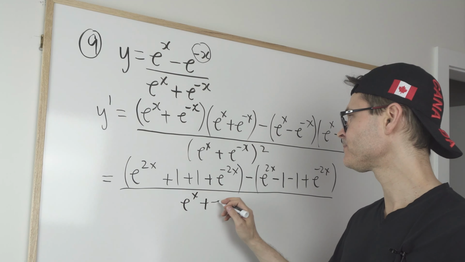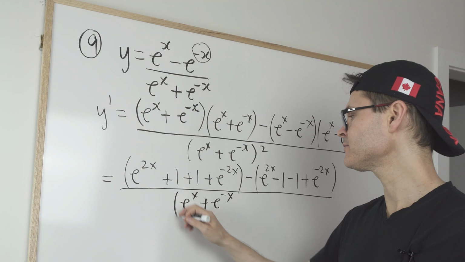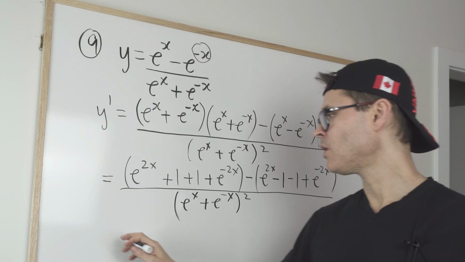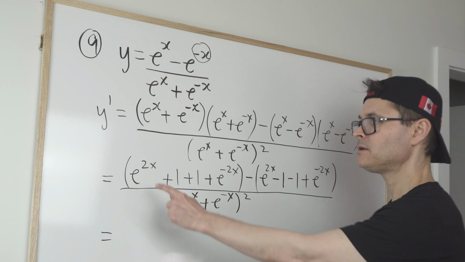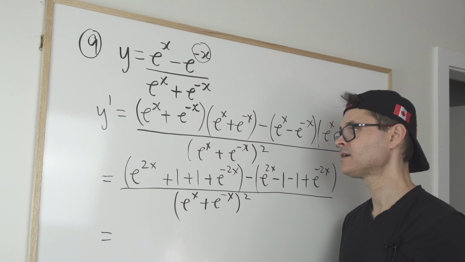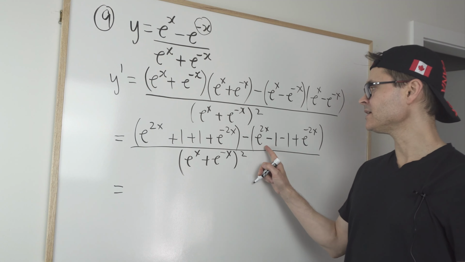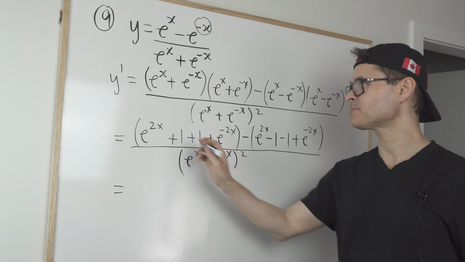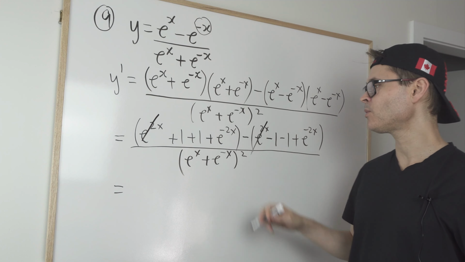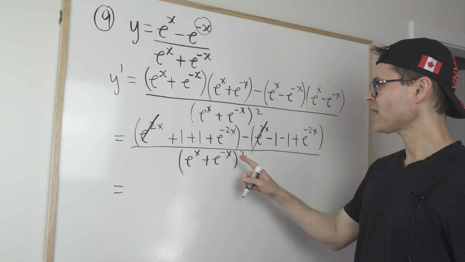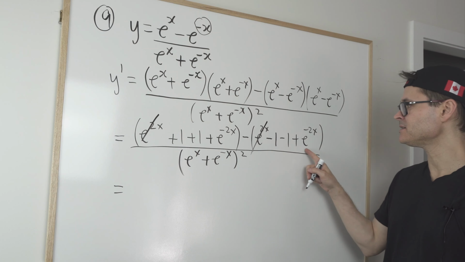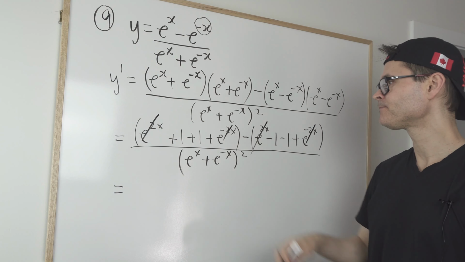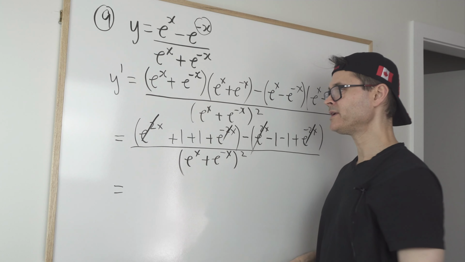You have to write it. This allows you to sort of catch your breath. Okay, next line. Look here, e to the 2x, and it's being subtracted, so we can cancel those away. Love that. And then e to the negative 2x minus e to the negative 2x. Goodbye. And I'm left with 1 plus 1, which is 2.